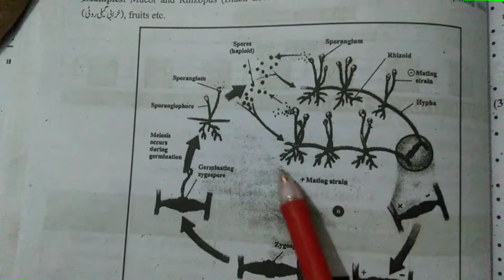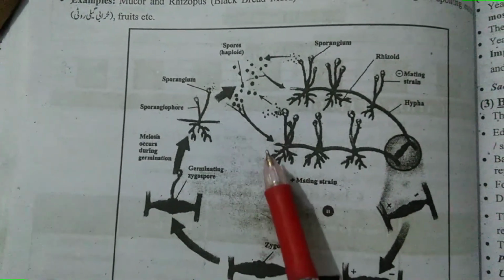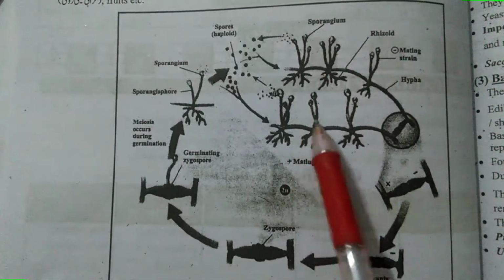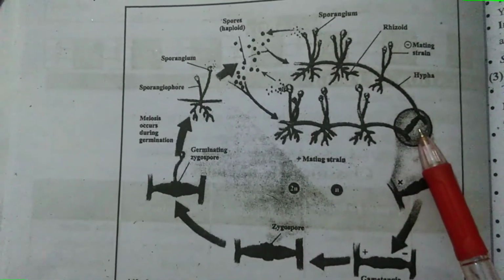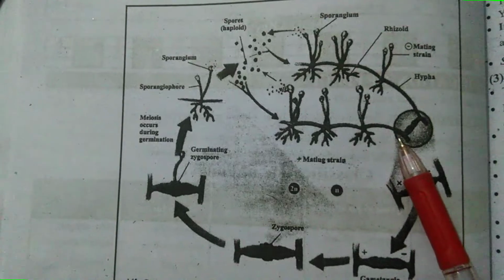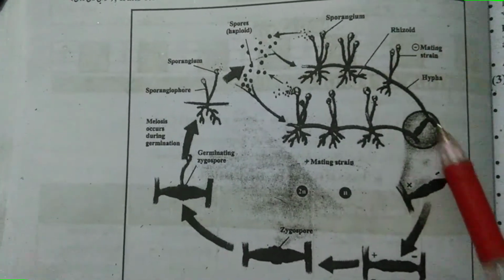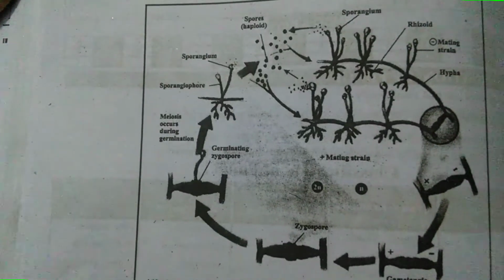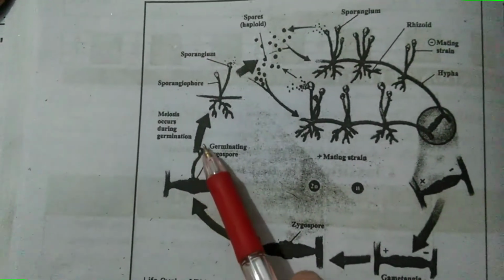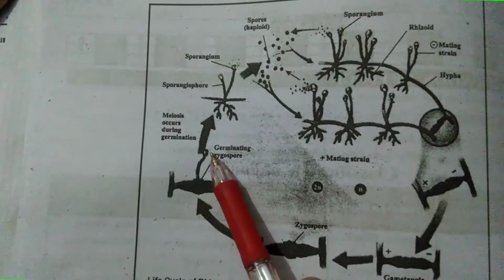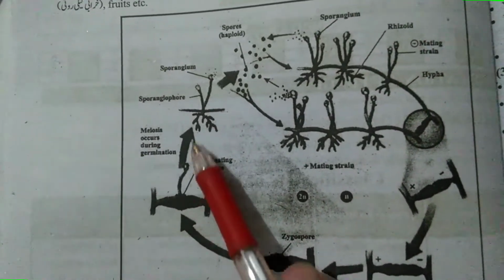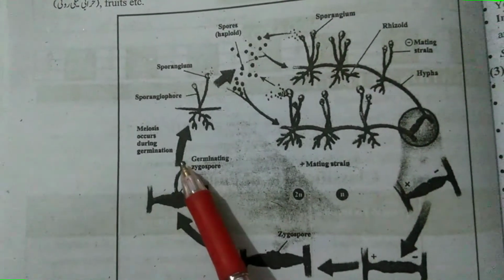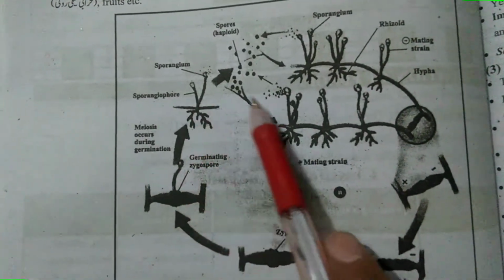As you can see in this figure, these are the two strains, hyphae positive and negative. Here they are conjugating, the positive and the negative strain hyphae. They come closer and form the zygospores. The zygospores germinate and form the sporangia. Inside the sporangia, spores are produced. These are the haploid spores, produced by meiosis, and they germinate to form the mycelium again.